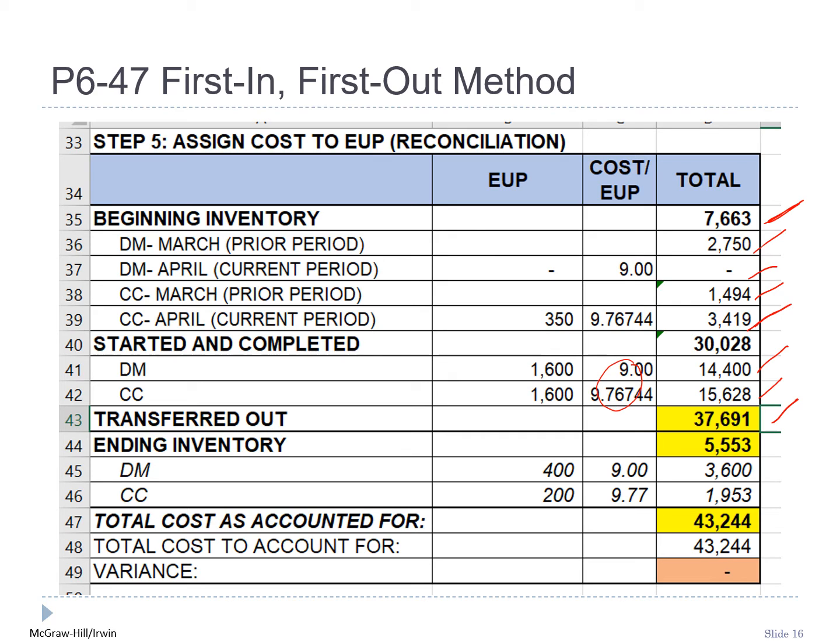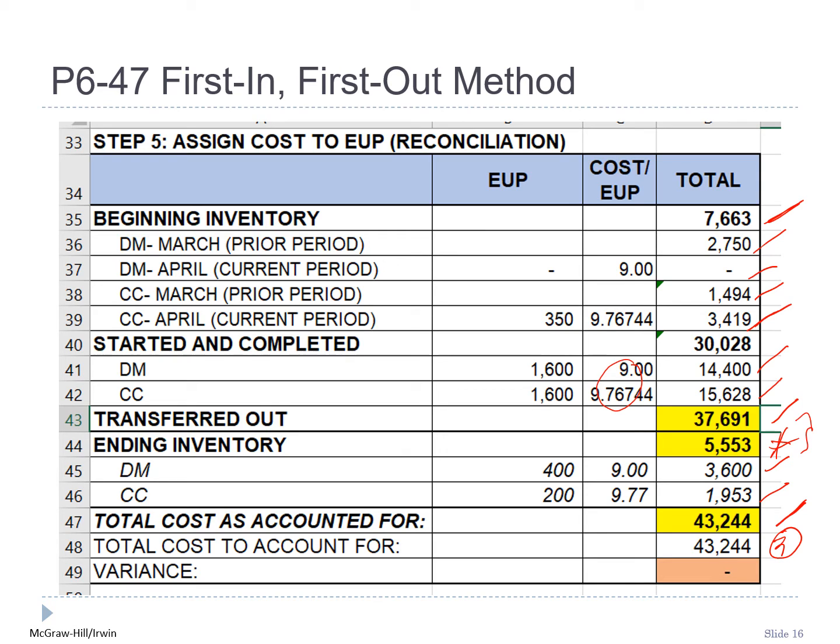Ayan. Ngayon, yung ending inventory, magkaiba ulit ng EUP, 400 lang for direct materials, so that's 9. For conversion cost, that's 200. So, 9.77 times 200. So, 1,953 yun. So, on direct materials, 36. So, if we add, ito yan. Yan yung 5,553. So, if we add 553 tsaka itong 37,691, that will give us 43,244 na same dun sa total cost to account for dun sa step 3. Sa step 3 yan.